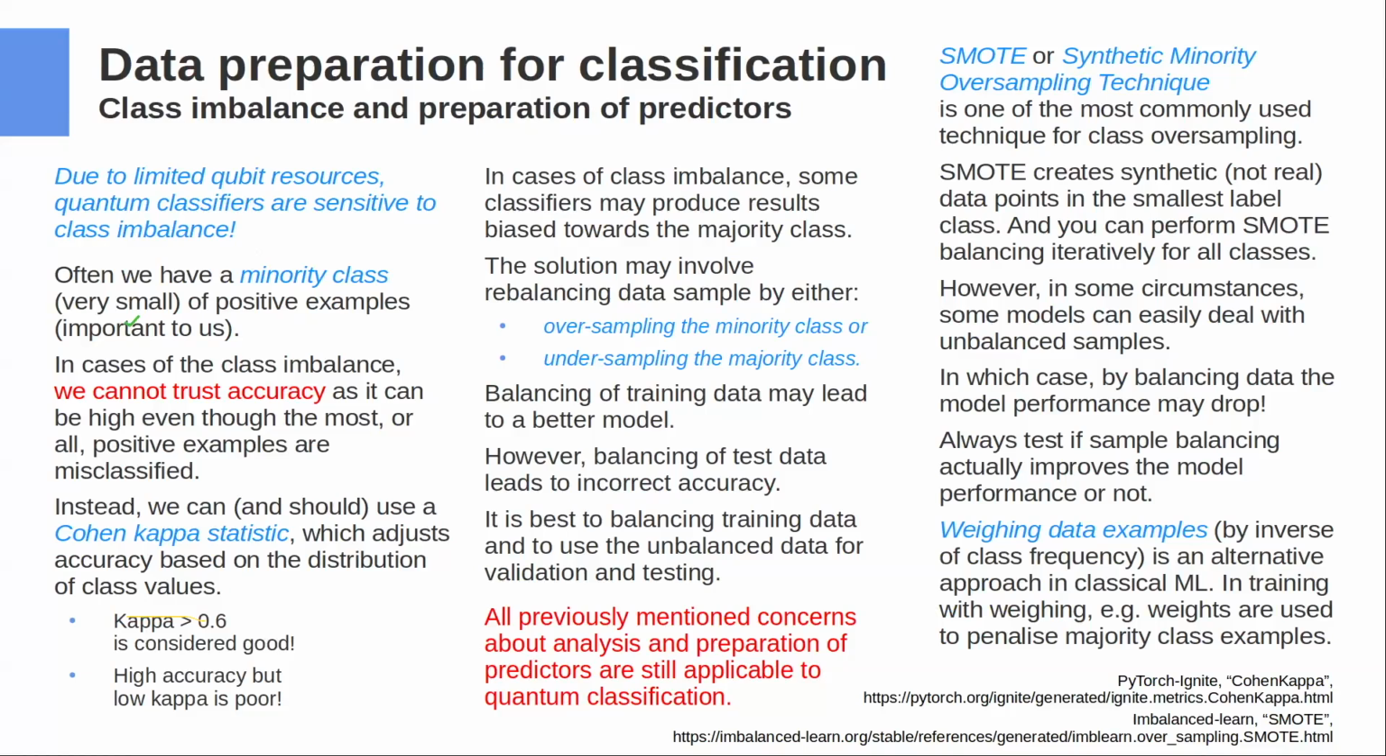Okay, it's removed. So that's what we have, other measurements of accuracy apart from the simple accuracy score. And if you look around PyTorch, for example, PyTorch Ignite, it's got a Cohen-Kappa function. So you could use it readily and start using it in classical or quantum modeling.